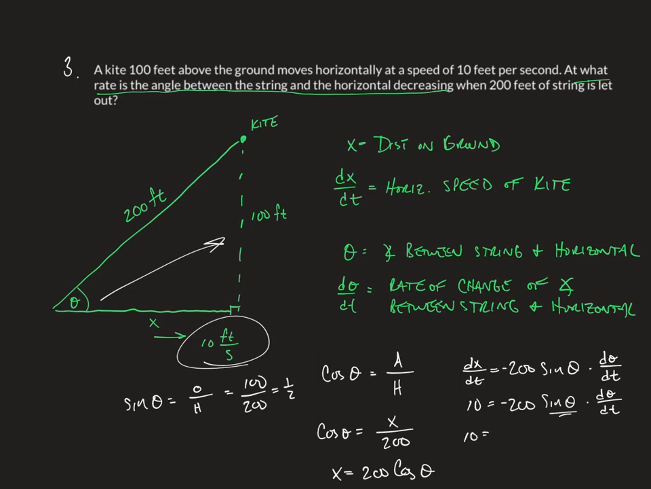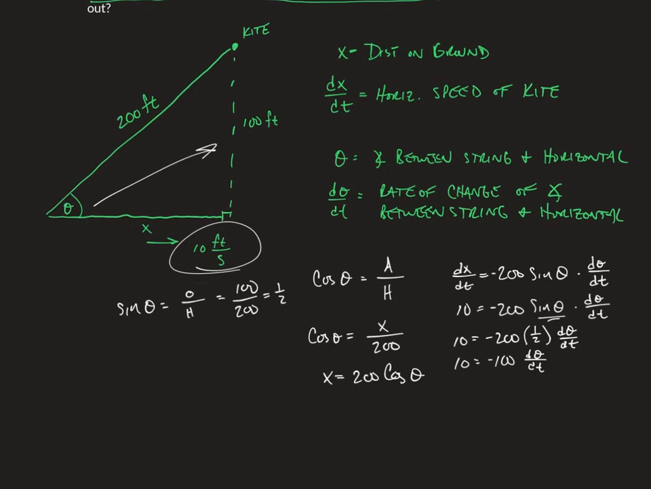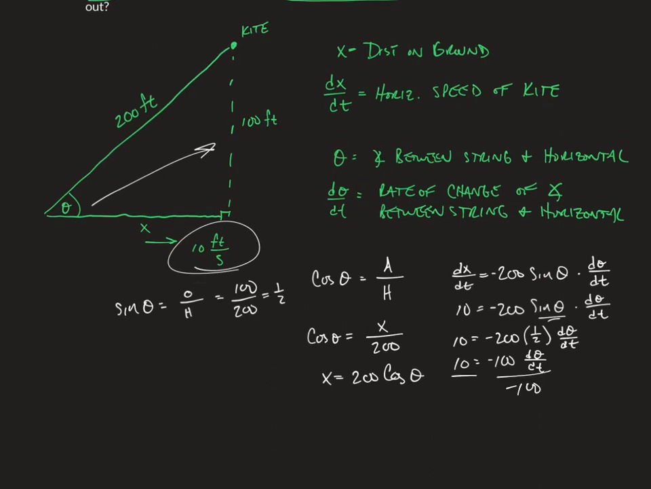So I could rewrite this then as 10 equals negative 200 times 1/2 times d theta/dt, and this is going to help me find d theta/dt, the thing I'm looking for. So now I know that 10 is equal to negative 100, that's half of negative 200, d theta/dt, and now I'm just going to divide both sides by negative 100. Okay, so I could write this as a decimal, and I would say radians per second. There's no point here where degrees were mentioned, so we're working in the standard angular measure.